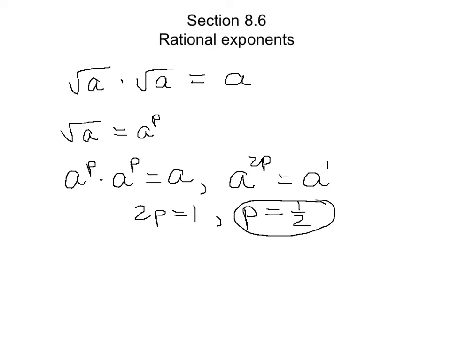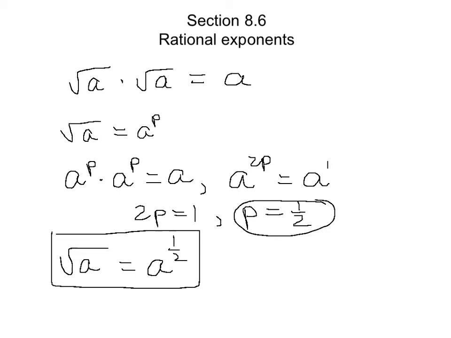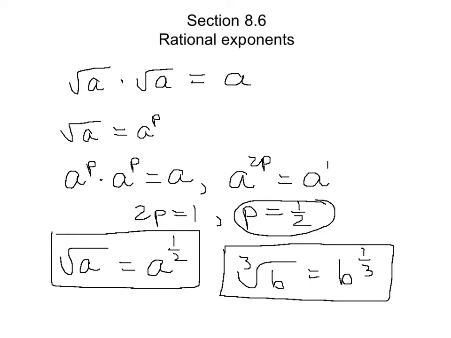What does that mean? Well, here's the really big deal: the square root of a is really the same as a to the 1/2. And by the same kind of reasoning, we could show that the cube root of, let's say, b can be written as b to the 1/3. And that's where these rational exponents pop up when we're dealing with radicals. So make sure you understand that before we continue.